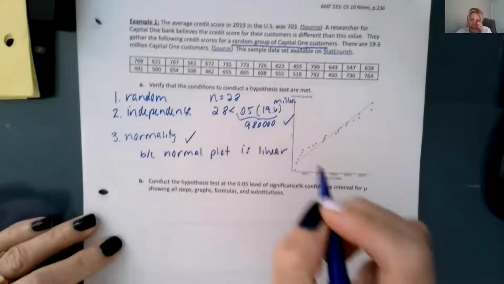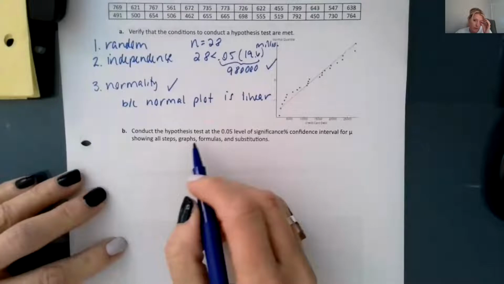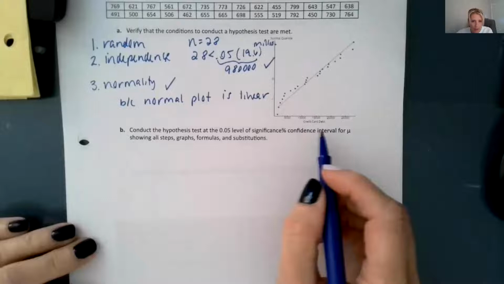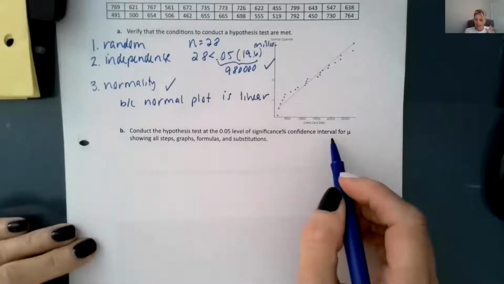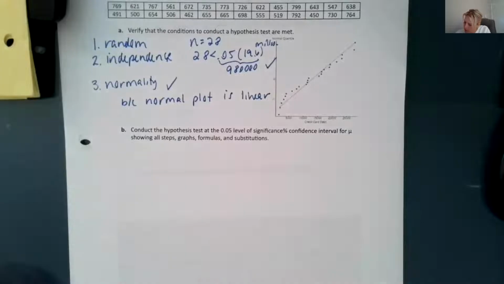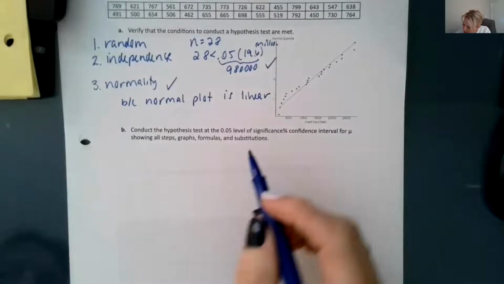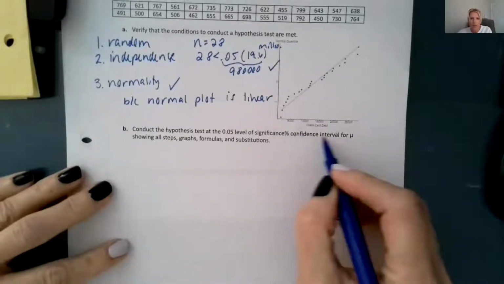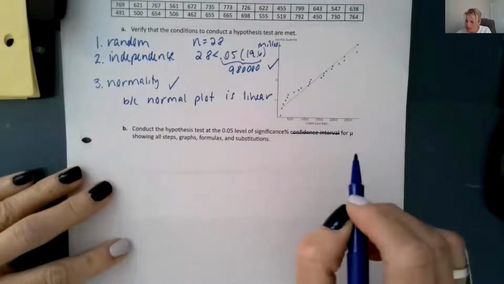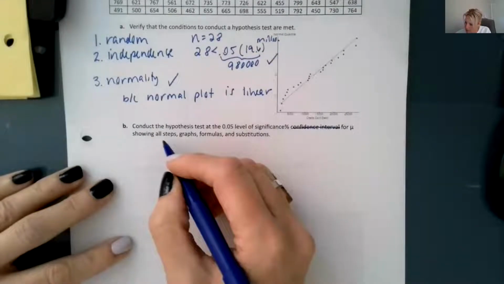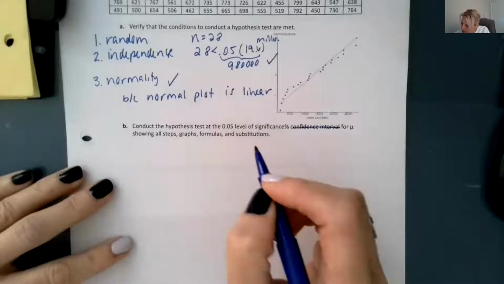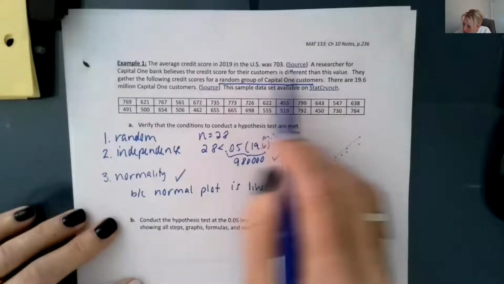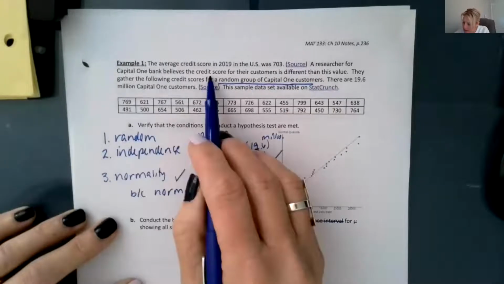Conduct the hypothesis test at the 0.05 level of significance. So not a confidence interval for mu. It says conduct the hypothesis test at the 0.05 level of significance for mu. It says show all steps, graphs, formulas, and substitutions. The researcher for Capital One believes that the credit score for their customers is different. So that's what we're going to be testing, that it's different.